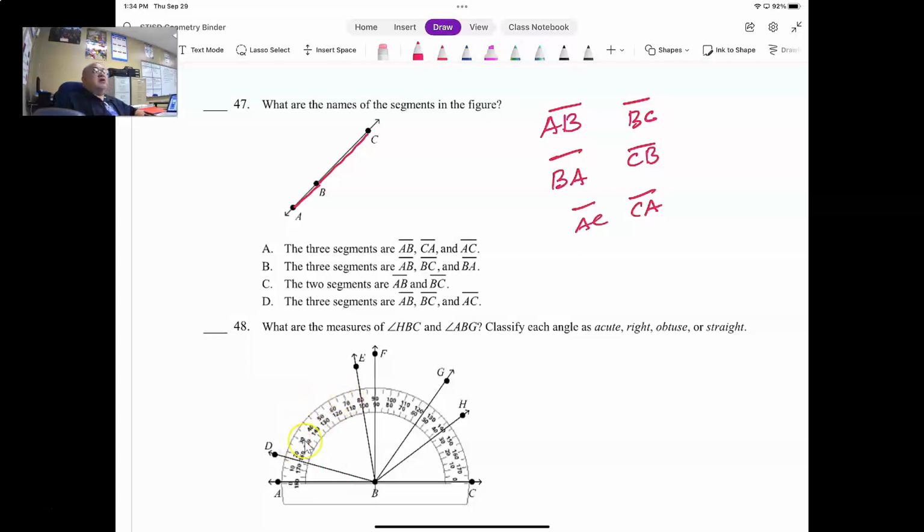Okay, so now we have AB, CA, and AC. Aren't they the same? So those are not three different ones. AB, BC, and BA. Isn't AB and BA the same one? So it's between these last two. It's AB, BC, and AC. So I'm going to say the answer is D. Those are three different segments.